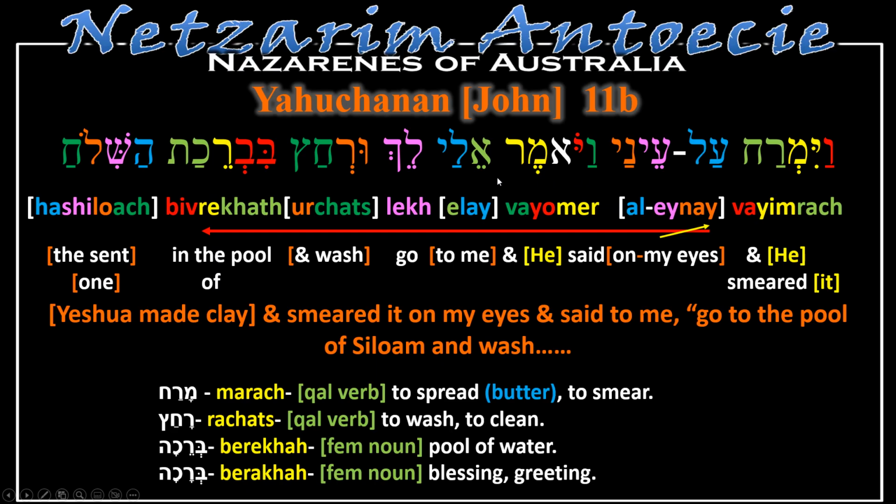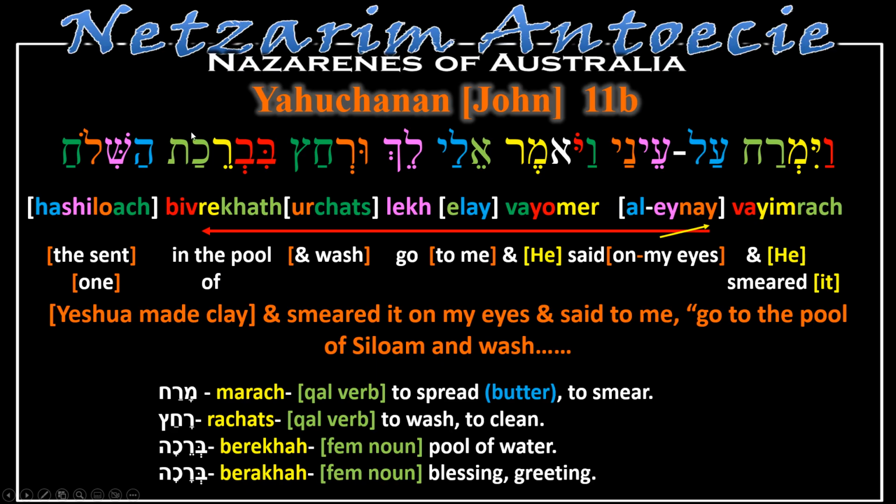Vayomer, and he said, Elai, to me or unto me. Lek, go. Of course, the root of that is halak, but the hey's dropped off. Lek is a shorter form. It means go. Urchatz, and wash. Bivrekat, in the pool of.